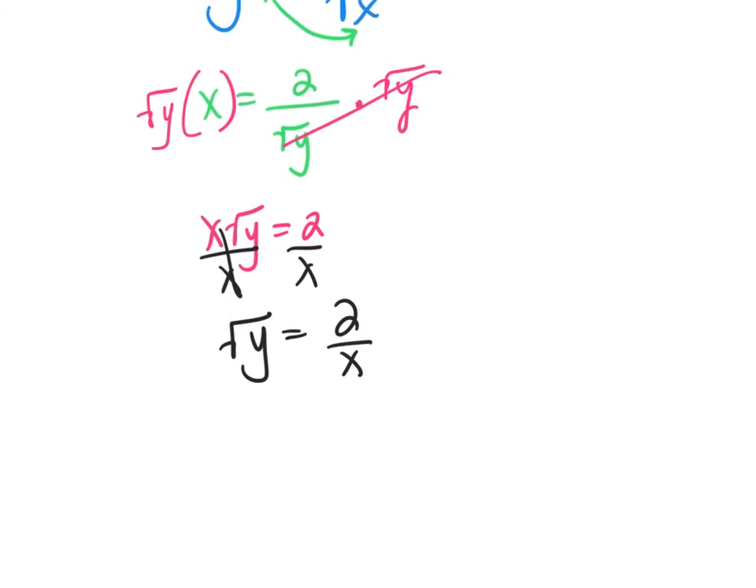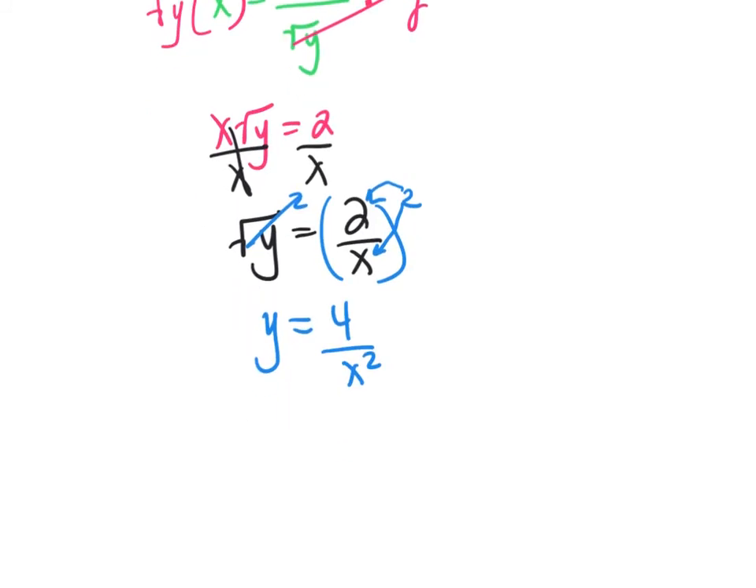And then I want the square root to go away, so I'm going to square both sides. So I have y equals, remember, when you square both sides, you're going to square the numerator and the denominator. So this 2 goes here, and it goes here. So 2 squared is 4 over x squared.